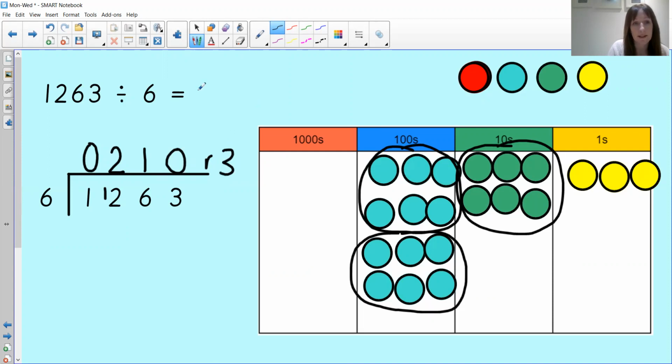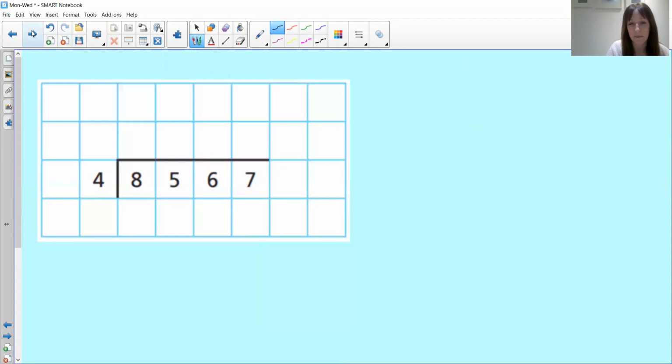So 1,263 divided by 6 equals 210, remainder 3. Okay, let's do one more together. This time I don't have my place value counters. I've just got my formal written method. So let's have a go just by doing it like this. If you need some help with your times tables, you did have a times tables grid go home in your packs that you picked up last week. Or what you could do is write out your times table to help you.